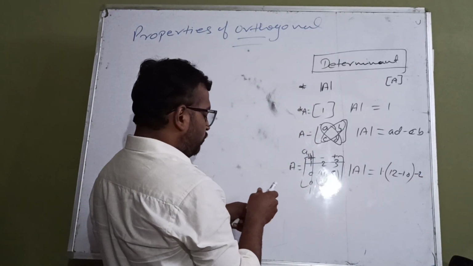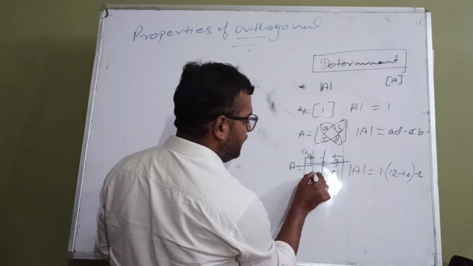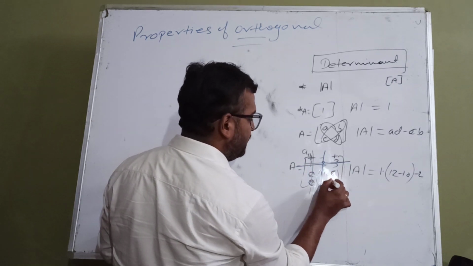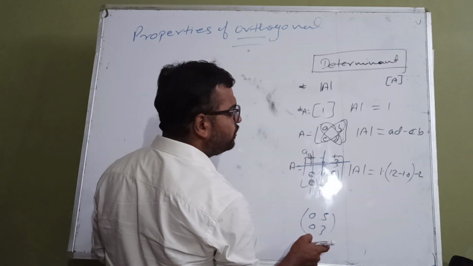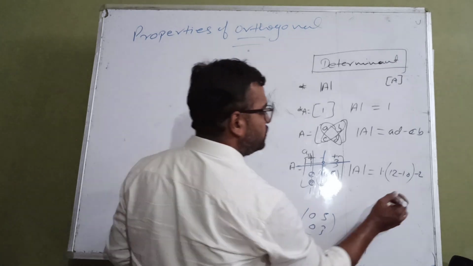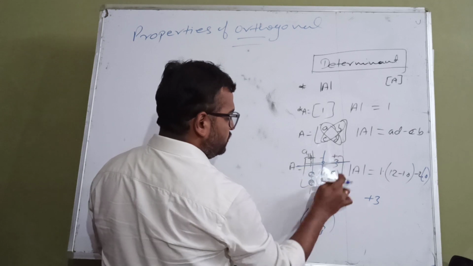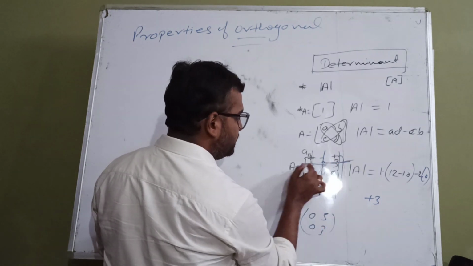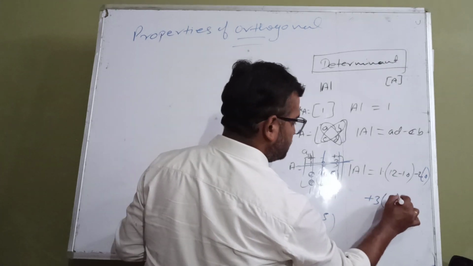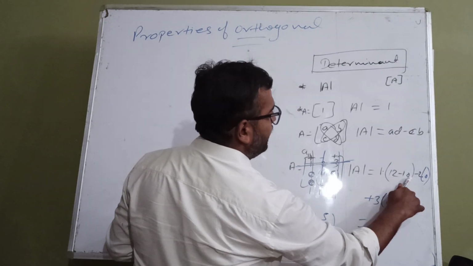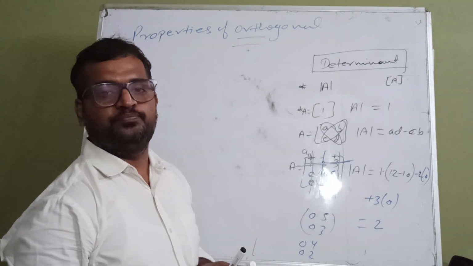I told you, whatever element you are taking, delete this row and delete this column. Now what is remaining? 0, 0, 5, 3. This is also a 2 by 2 order determinant, 0, 5, 0, 3. Then this is 0 minus 0, that is 0. Now plus 3. Again, if you take 3 here, then this row and column will cancel. What will be left here? 0, 4, 0, 2. Again 0, then 0. Now you will see here 12 minus 10 equals 2. Then the determinant of A is equal to 2.